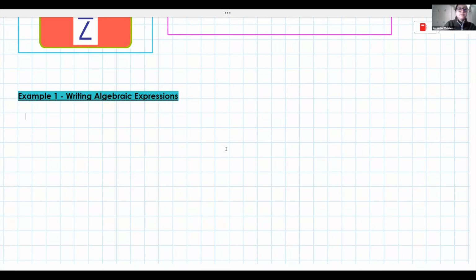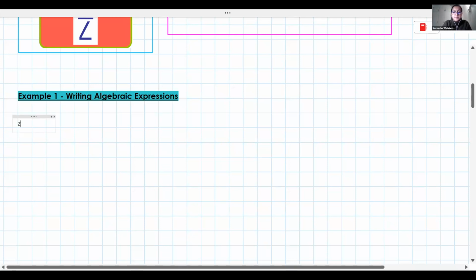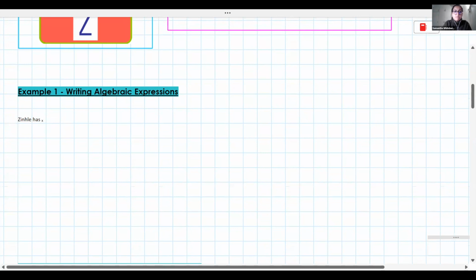Alrighty, so let's have a look at an example. I think it's going to be easier for me to type this example. Apparently it's not going to be easier. I'm going to write it, because apparently typing is not my forte tonight, and that's cool. So let's have a look.